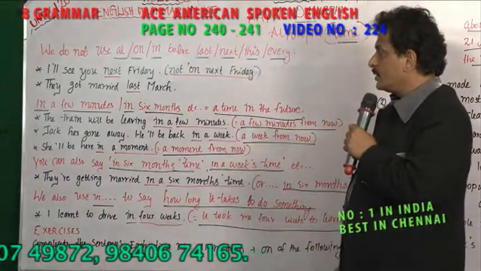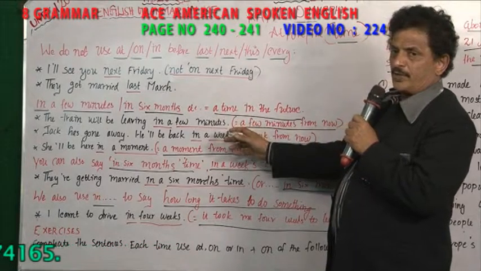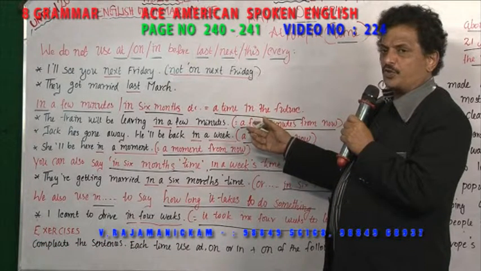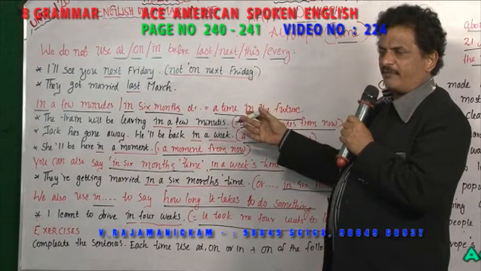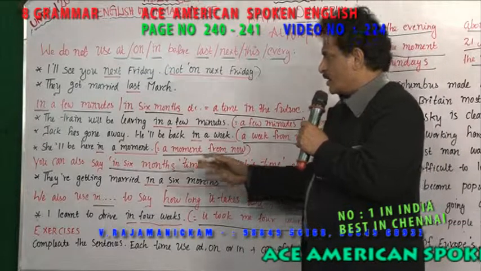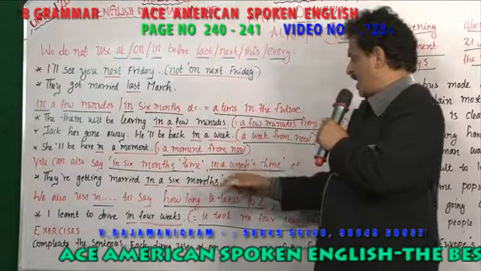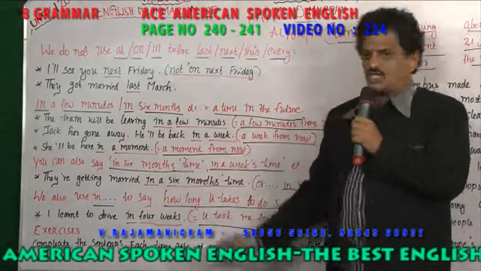A moment from now. So, we use in with time to mention something in the future within a particular time frame. They will do something or they will come, or some action will be going on and will come to an end. So you can also say in 6 months' time, in a week's time. What do you mean by in 6 months' time?